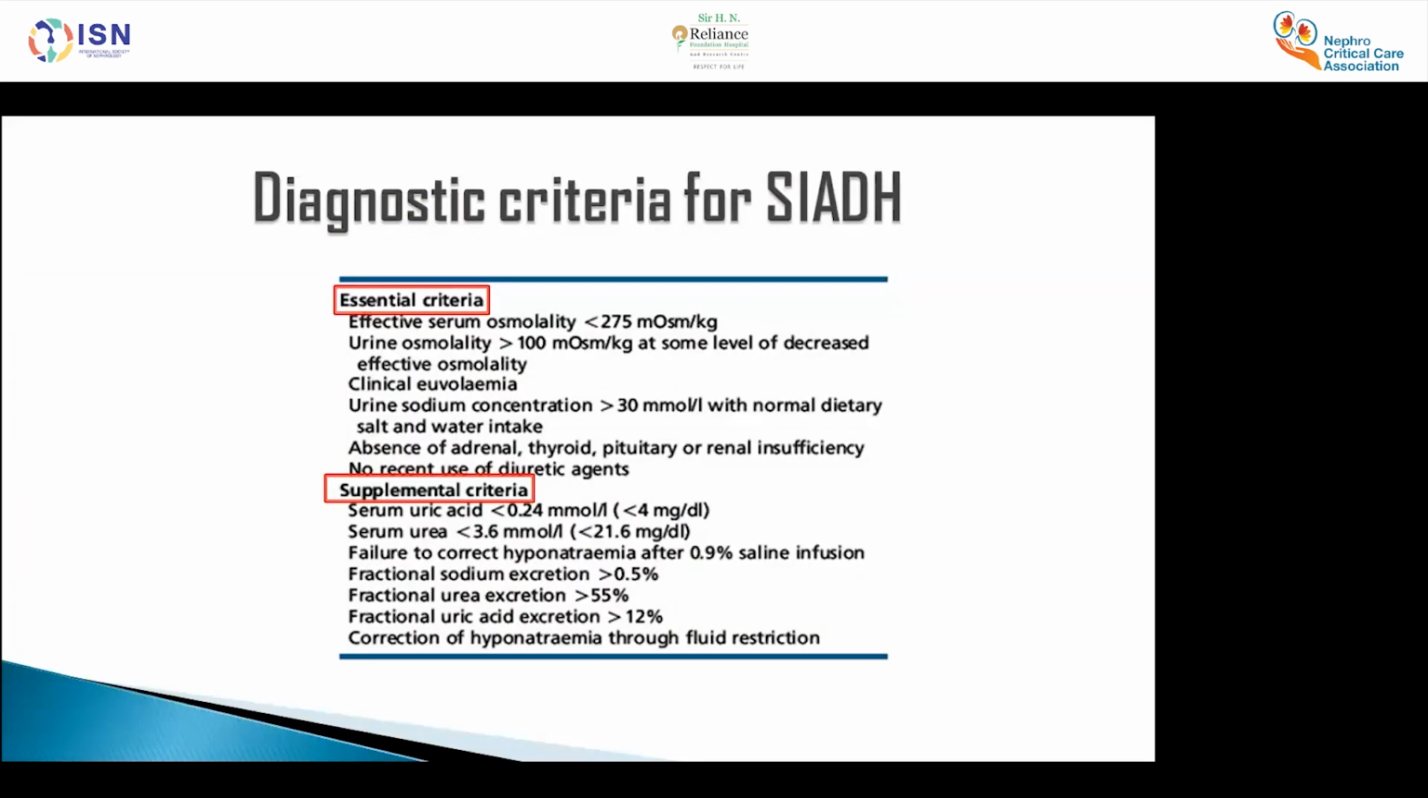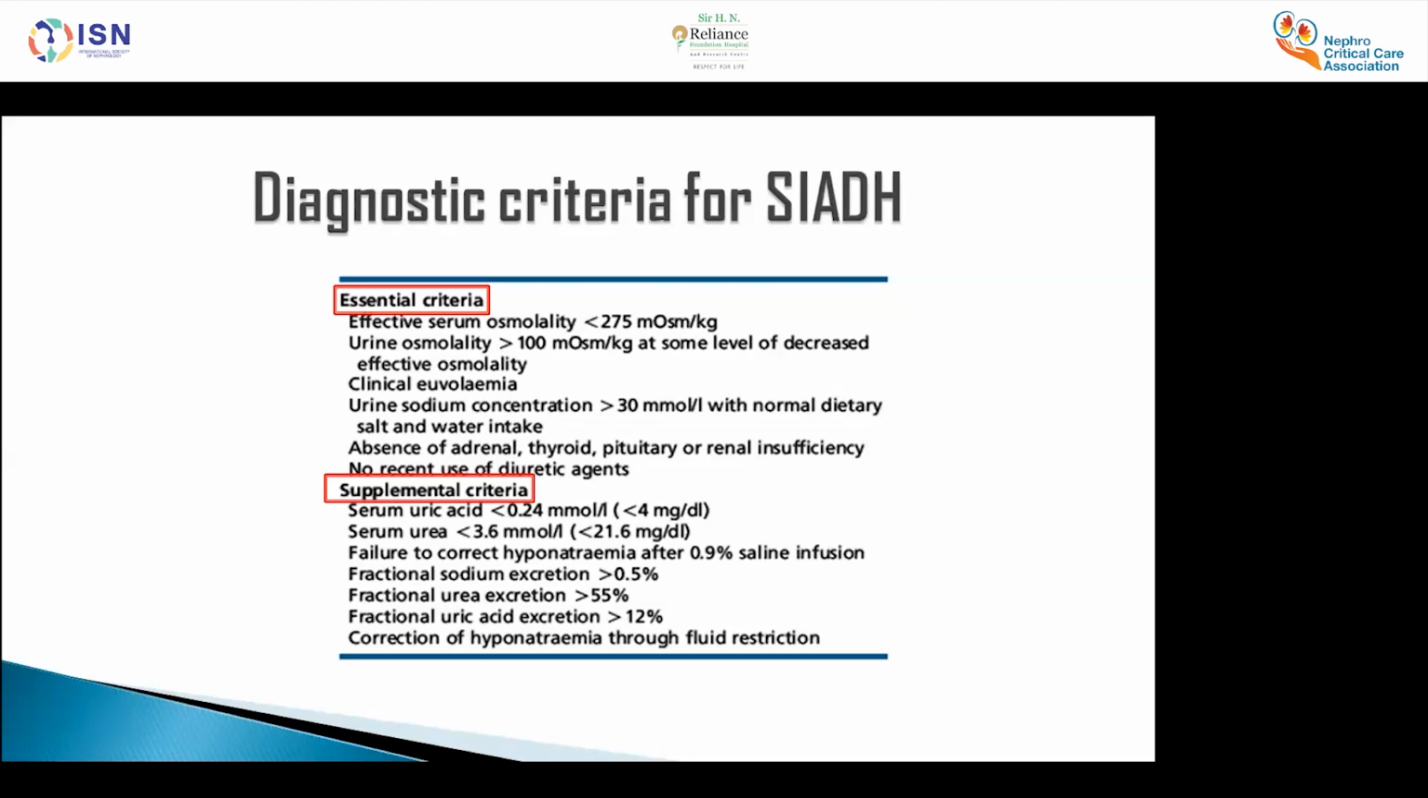So the diagnostic criteria of SIADH: there are 6 essential criteria. First is effective serum osmolality should be less than 275, that is hypotonic hyponatremia. Second is urine osmolality should be more than 100 milliosmoles per kg. Patient should be clinically euvolemic. Urine sodium concentration should be more than 30 millimoles per liter. Absence of any endocrine insufficiency, adrenal, thyroid, pituitary, and there should not be any recent use of diuretic agents. If there is any use of diuretic agents, then a gap of almost 1 week is recommended before establishing the diagnosis of SIADH.